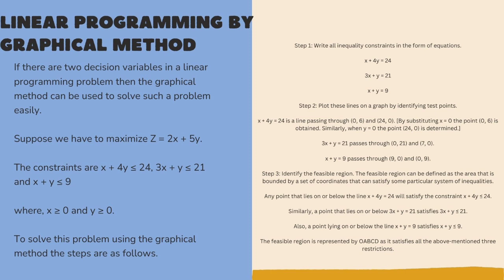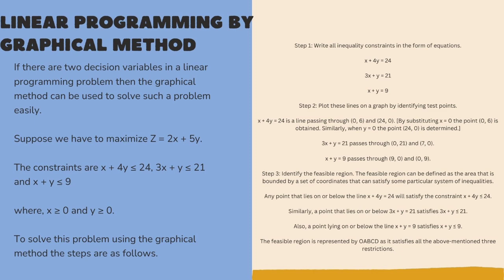If there are two decision variables in a linear programming problem, then the graphical method can be used to solve such a problem easily. Suppose we have to maximize z equals 2x plus 5y. The constraints are x plus 4y less than or equal to 24, 3x plus y less than or equal to 21, and x plus y less than or equal to 9, where x is greater than 0 and y is greater than 0. To solve this problem using the graphical method, the steps are as follows.